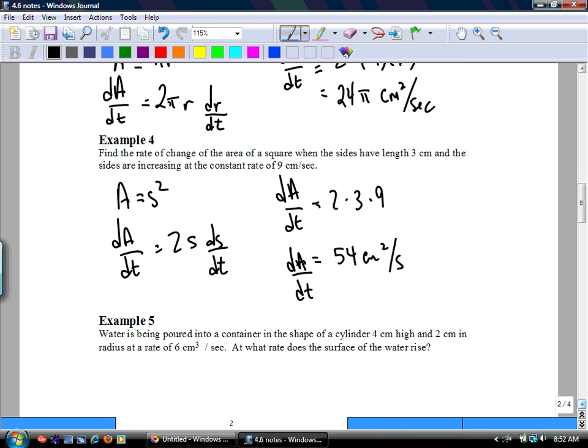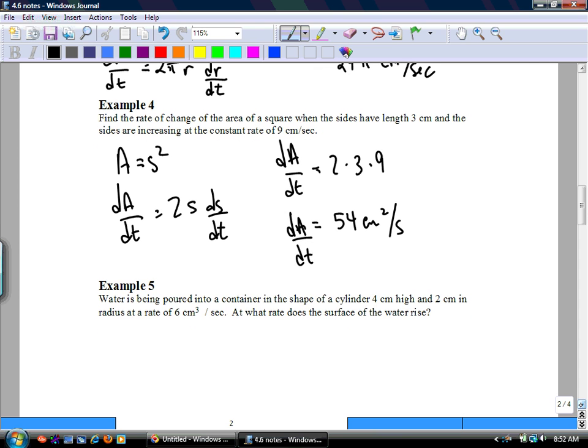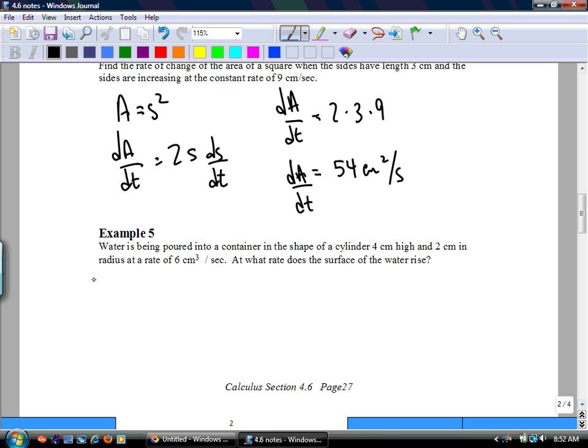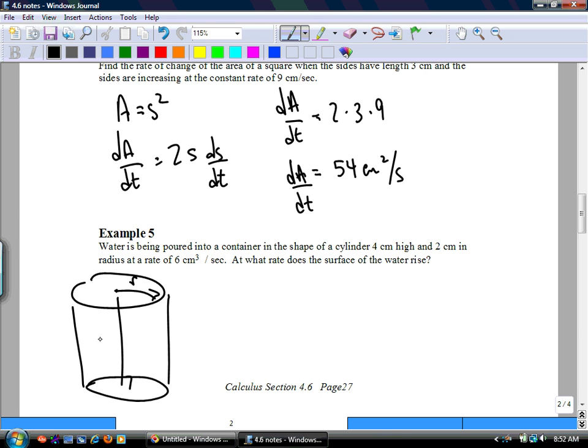Water is being poured into a container in the shape of a cylinder, 4 centimeters high and 2 centimeters in radius, at a rate of 6 cubic centimeters per second. Now, at what rate does the surface of the water rise? So you draw a cylinder if you need to. I don't need to, but that's r, that's h. The formula for the volume of a cylinder is pi r squared h.